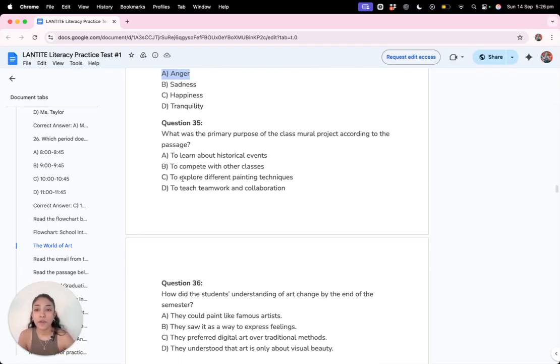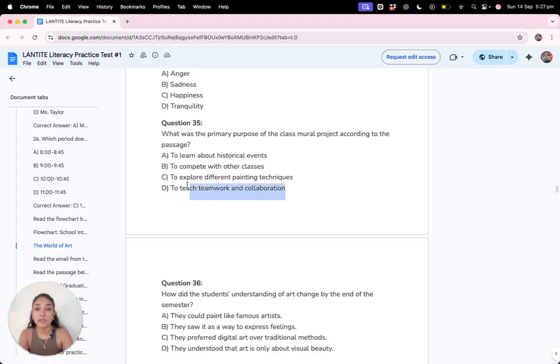Question 35. What was the primary purpose of the class mural project according to the passage? So A, to learn about historical events, B, to compete with other classes, C, to explore different painting techniques, and D, to teach teamwork and collaboration. So based on what we read previously, D, to teach teamwork and collaboration.